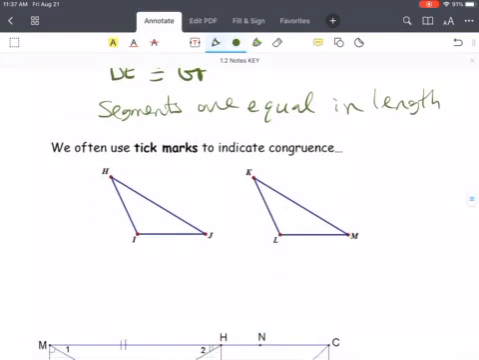And we often use tick marks when we are indicating congruency of things. So if I wanted to name two segments as congruent to each other, I would give them the same tick mark. So for example, those two segments I could say are congruent to each other by giving them each the same tick mark, and then that would tell me that segment HI is congruent to segment KL.